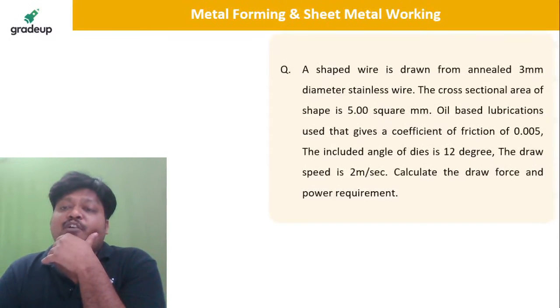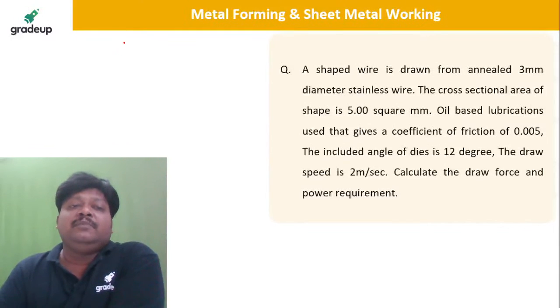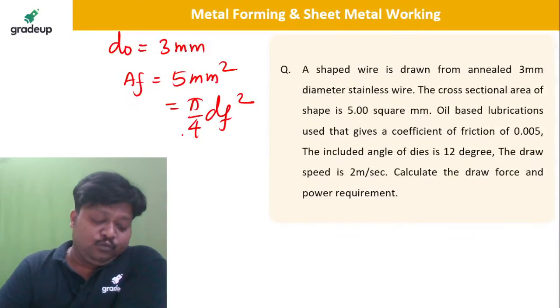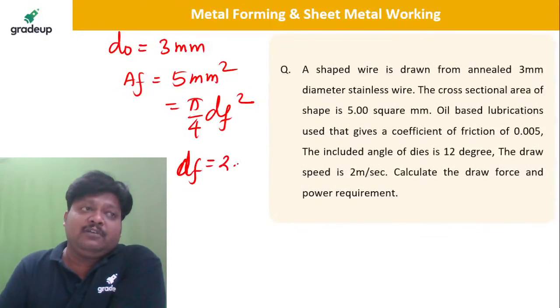A shaped wire is drawn from annealed 3 mm diameter stainless steel wire. From means original, so the original diameter is 3 mm. The final cross section area of the shape we obtain is 5 mm square, so it is equal to pi by 4 d final square. Tell me what is d final. That is 20 divided by pi, root over the answer, and that is 2.81. So d final will be 2.81.